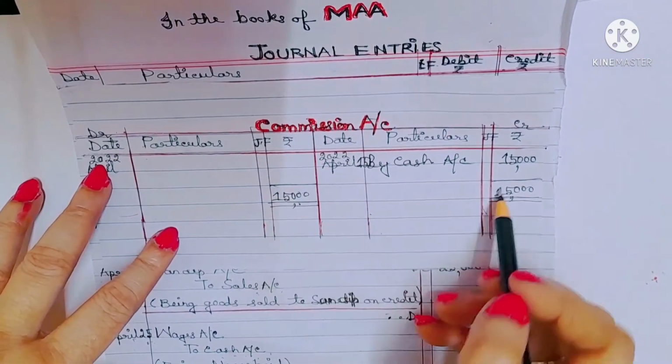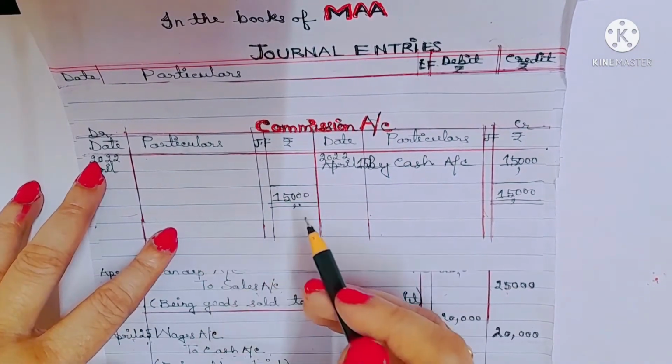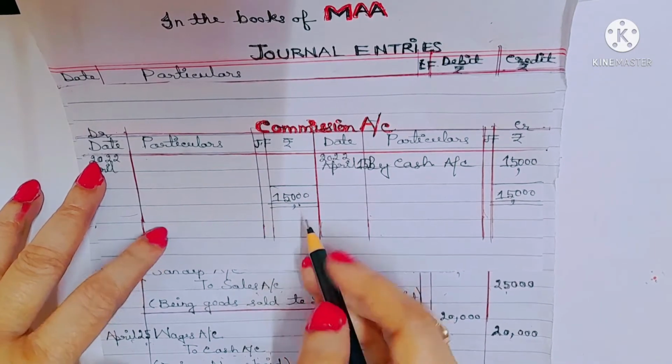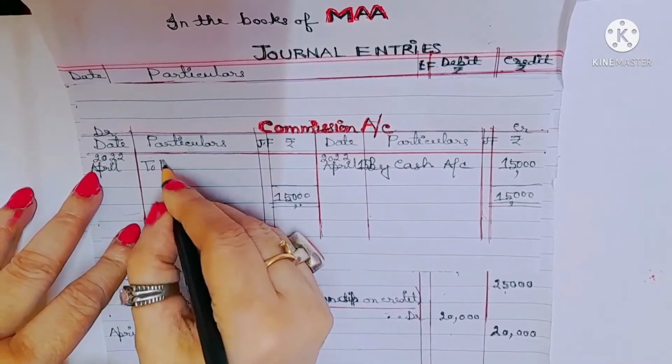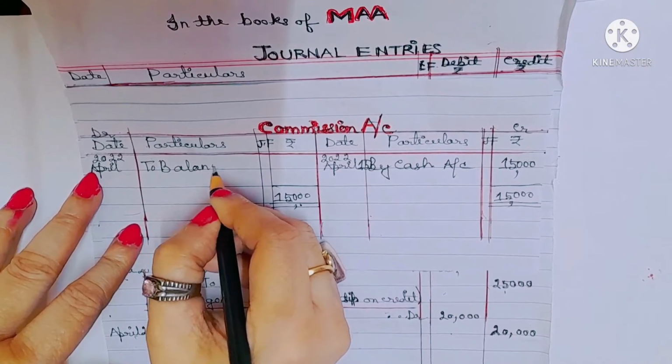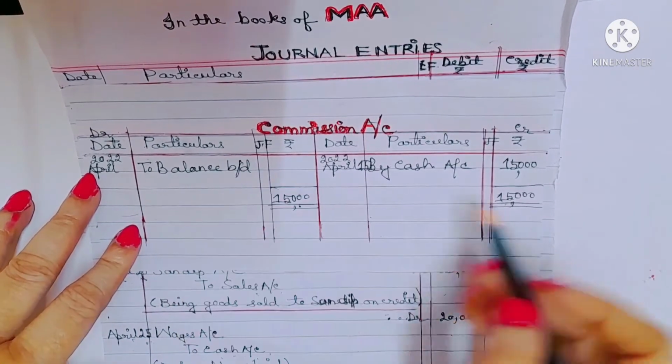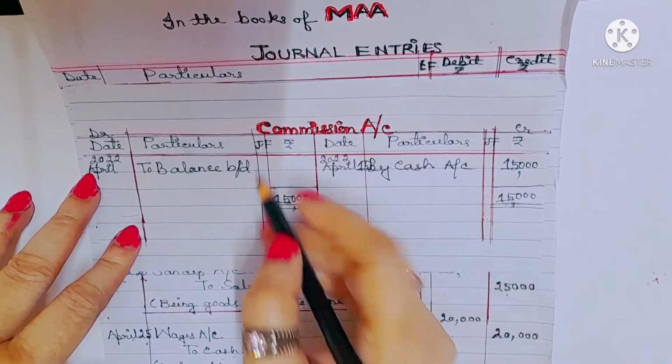Now 5,000 আমরা লিখে দিলাম, but debit এ তো কিছু নেই. There is a shortfall on the debit side by 5,000. So we'll write to balance BD. To balance BD, how much? 5,000 minus 0, 5,000.